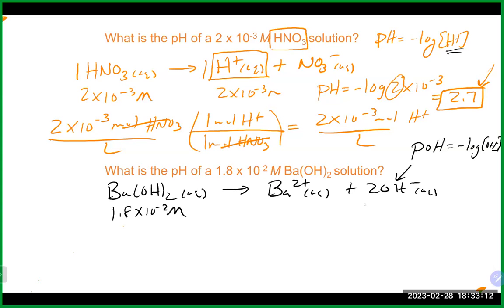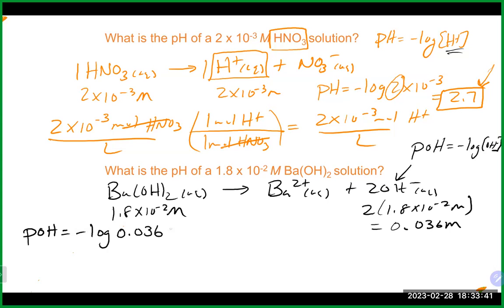I need to take 2 times 1.8 times 10 to the minus 2 molar to have the correct concentration of hydroxide in that solution, because it is a 1-to-2 relationship in terms of how it breaks apart. That gives us 0.036 molar as our hydroxide concentration. That then would be a pOH of minus the log of 0.036, and that gets you a 1.44.